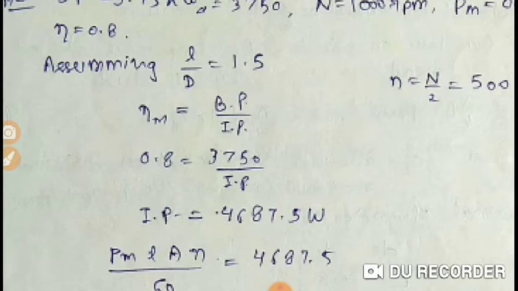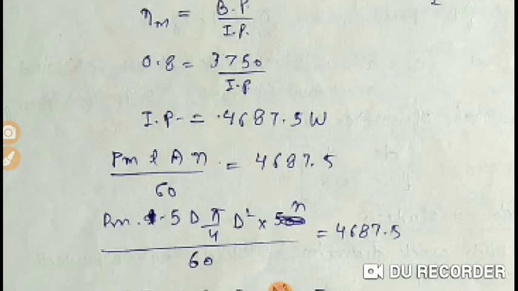Now the indicated power formula you already know. Indicated power is equal to P_m L A n K divided by 60, or P_m L A n divided by 60, where P_m is the mean effective pressure, small l is the stroke length, A is the area of the cylinder, and small n is the number of revolutions for the four stroke engine or two stroke engine. So here it is four stroke, so small n is equal to capital N divided by 2. Put all the values P_m L A n.